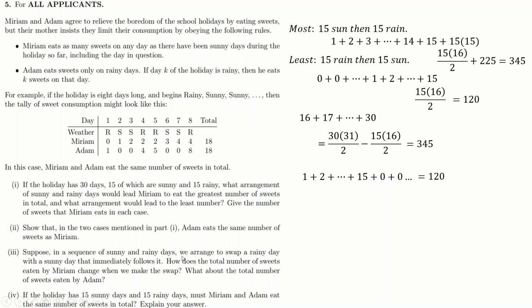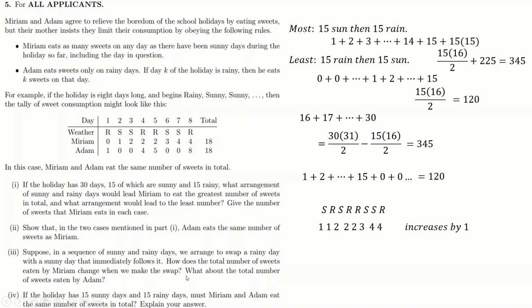Suppose in a sequence of sunny and rainy days, we swap a rainy day for the sunny day. So we swap a rainy day with a sunny day that follows it. So instead of this, we're going to do sun, rain. Now, if we swap this for sun, rain, Miriam can eat one on the first sunny day, and then she can also eat one on the second rainy day, because there's been one sunny day. So she's going to increase her amount by 1. And then everything else that follows will be identical. So she increases by 1.